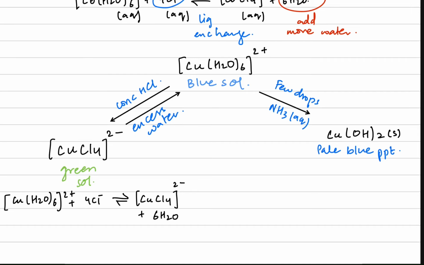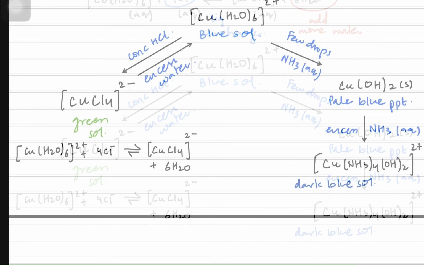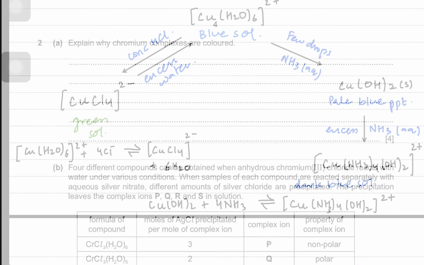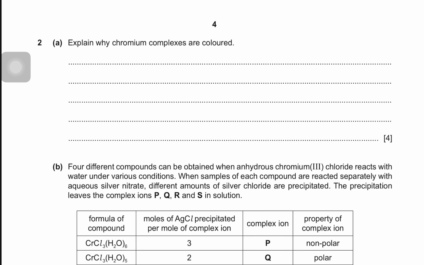Upon addition of a few drops of ammonia, you get the blue precipitate of copper(II) hydroxide, and upon excess ammonia, ammonia replaces as the ligand to make a dark blue solution. Here, in the copper(II) hydroxide, adding excess ammonia means ammonia is going to work as the ligand. So four NH3 ligands replace, and then you get a dark blue copper complex, which has the color that you see in the testing.